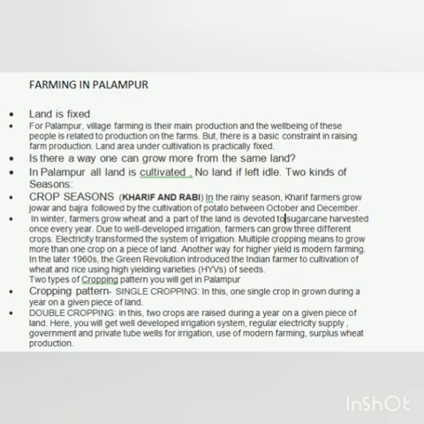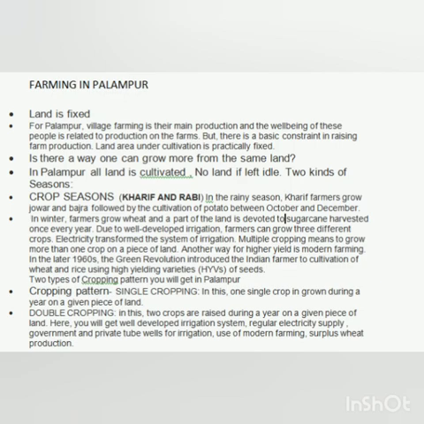You will find in Palampur 2 kinds of crop seasons, Kharif and Rabi. In the rainy season, Kharif, farmers grow jowar and bajra, followed by the cultivation of potato between October and December. In winter, farmers grow wheat, and a part of the land is devoted to sugarcane, harvested once every year. Due to well-developed irrigation, farmers can grow 3 different crops.